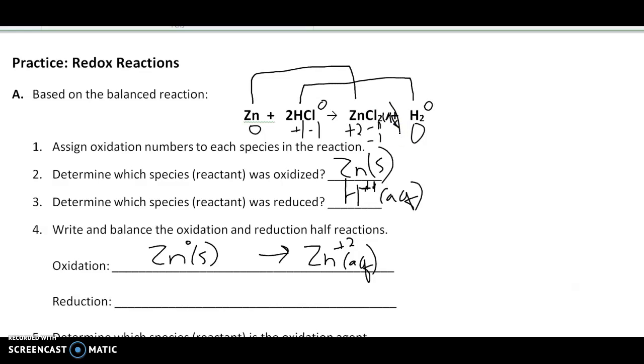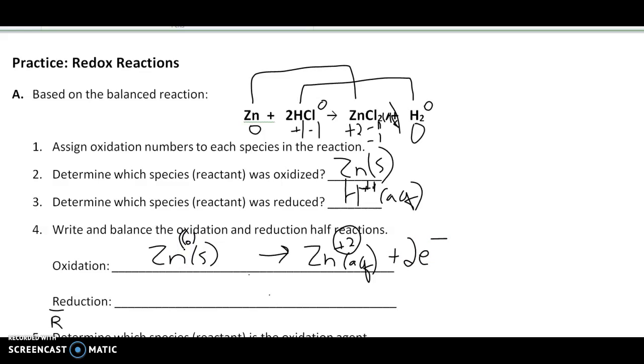Okay, now we have to figure out where we write electrons. And you could have just memorized that oxidation means losing electrons, and losing electrons you write on the product side. Or you could just see that on the product side you have +2. So the only way to balance it out is to have 2 negative electrons, which gets you 0.